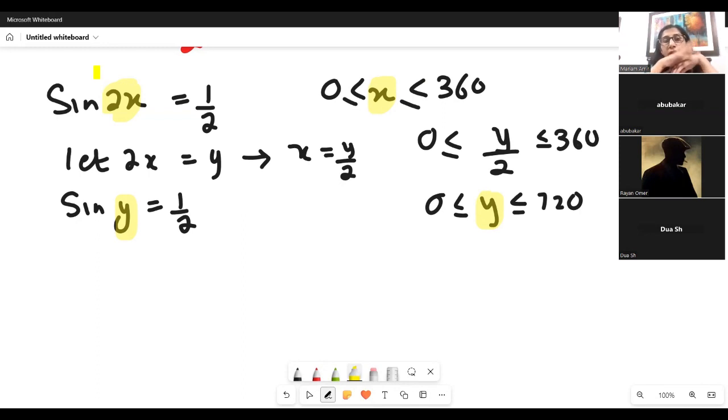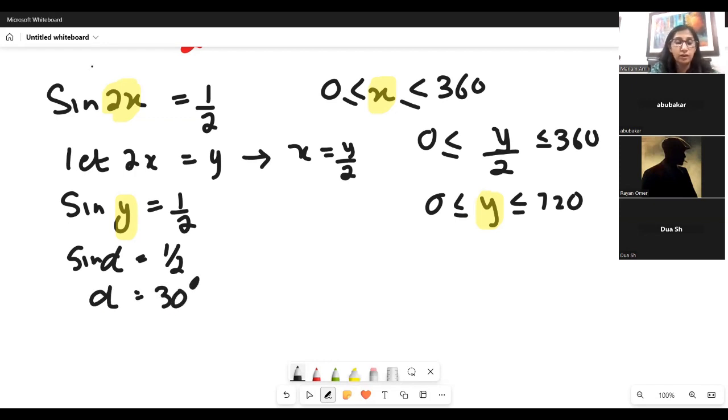Using substitution we made 2x into y, and on the right hand side the domain is also now in terms of y. Now this becomes exactly like the cases we discussed yesterday. It became exactly the same question. So let's start solving it. First thing we do is find the absolute angle. So sine alpha equals half, giving us alpha equals 30 degrees if we're in degrees.